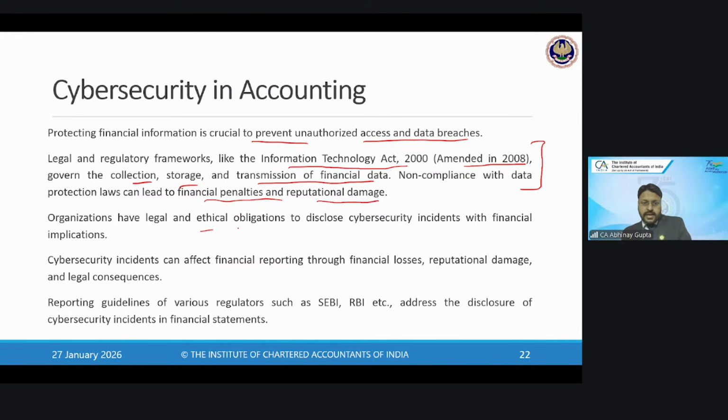Organizations have legal and ethical obligations to disclose cyber security incidents with the financial implications.